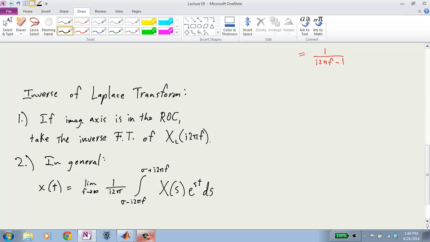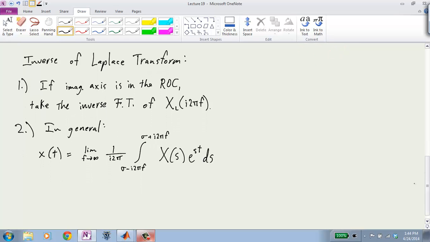To do an integral, this is something many of you won't be familiar with. How do you integrate through a two-dimensional domain? What this is saying is you just integrate along one line. You choose the line. Do this for any sigma in the region of convergence, and you'll get the same answer.